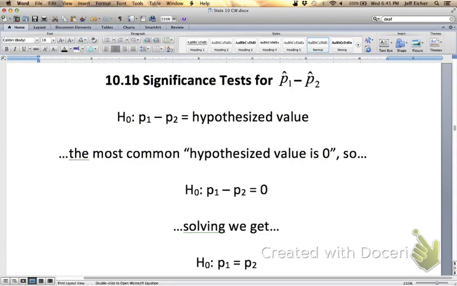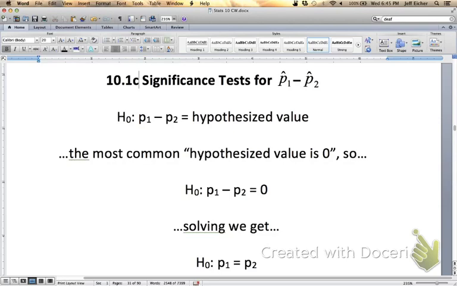But here we go. Rather than trying to make a handout about significance tests for the difference of two proportions, I thought I would make a video. So here we go. I guess it's always good to start a video by changing something. There we go. I think this is our third lesson on section 1.